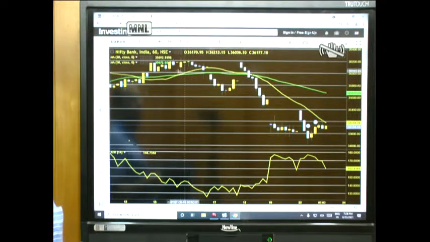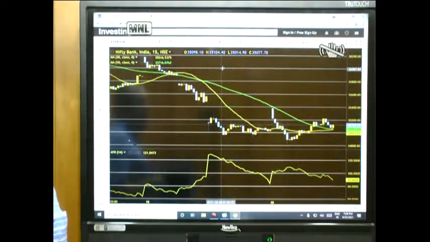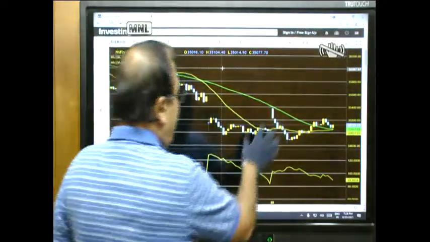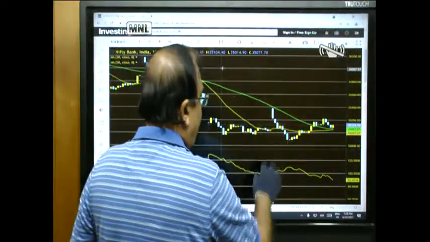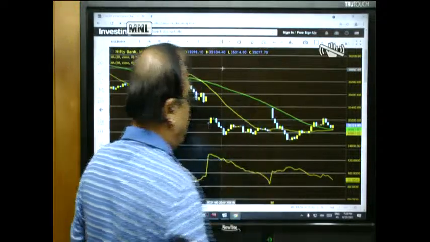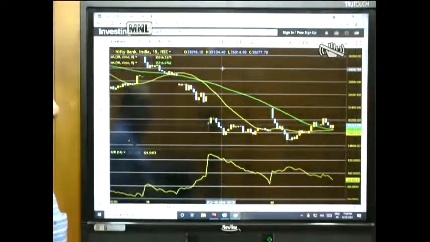Okay, and right now let's look at the 15-minute chart. The 15-minute chart, look at this. One time it went above the 20 moving average, right? It just went above the 20 moving average, and then there was a fall below this. So there was a fall which came down to this level, right? There was a fall which came down to this level.